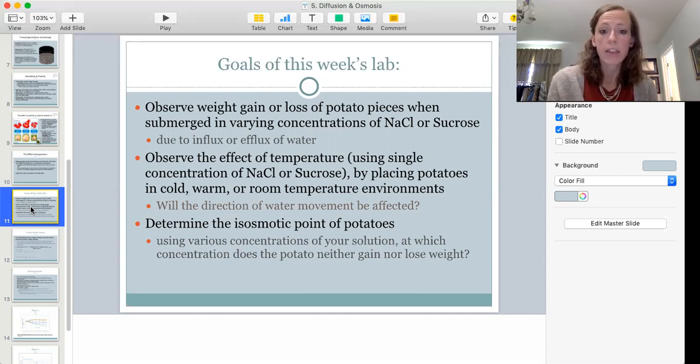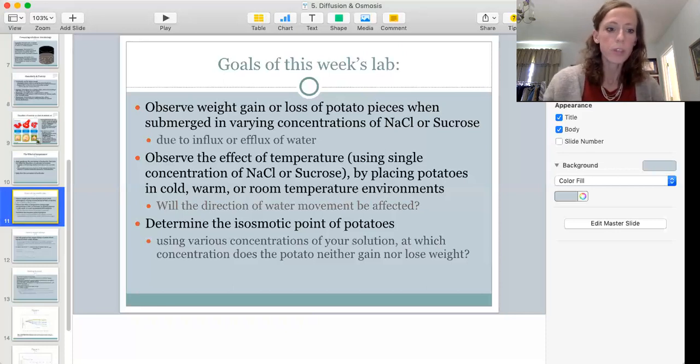And then the last thing that we want to do, well, a couple things we want to do, is determine the osmotic point of potatoes. So the point at which they are not gaining or losing any water. And then we can record the molarity, the osmolarity of the solution that we place the potatoes in, where the potatoes do not gain or lose weight. So that would be the isosmotic point of our potato cells.